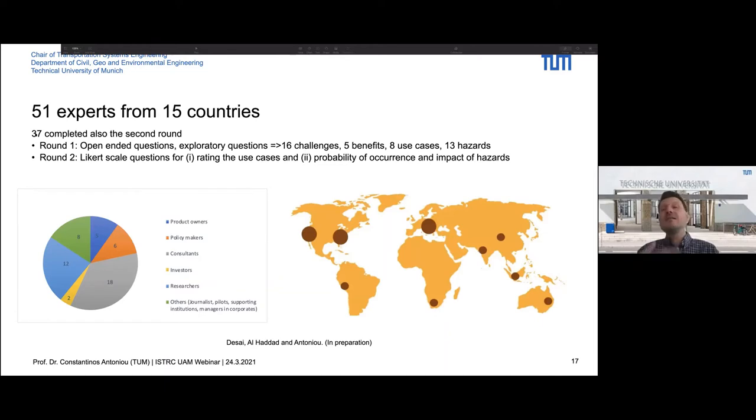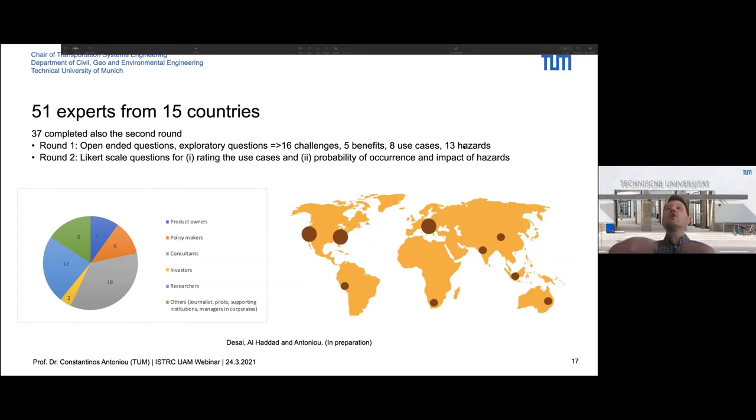Out of these, 37 completed the second round as well. In the first round, we had mostly open-ended and exploratory questions. And this resulted in the identification of 16 challenges, 5 benefits, 8 use cases, and 13 hazards related to UAM.